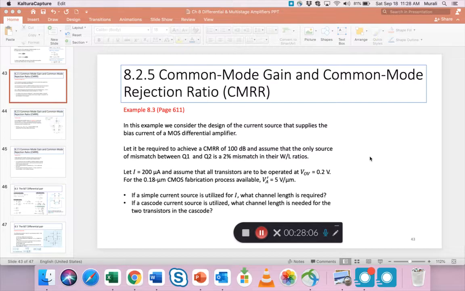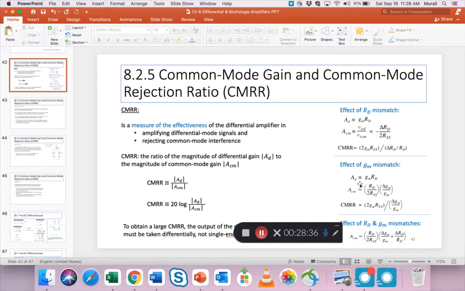Okay, so example 8.3 is an application of the ideas of the CMRR, common mode rejection ratio. Only one mismatch is given, which is the Q1, Q2, gm or W by L mismatch, right? Not the other mismatch, the RD mismatch. So the formula, as we have seen here, is this formula that you use for gm mismatch.